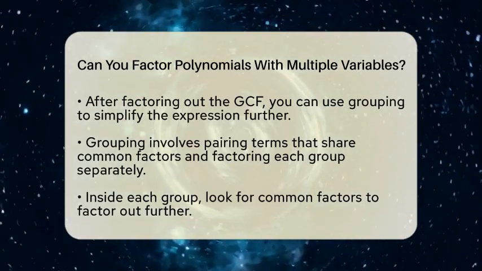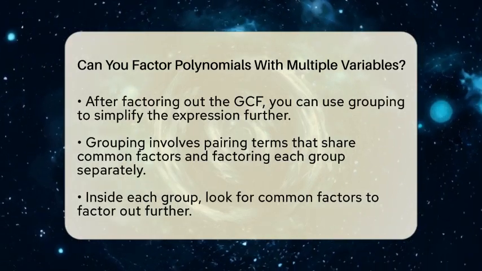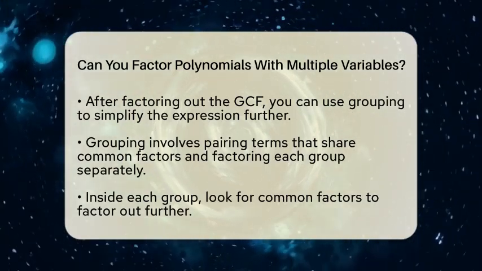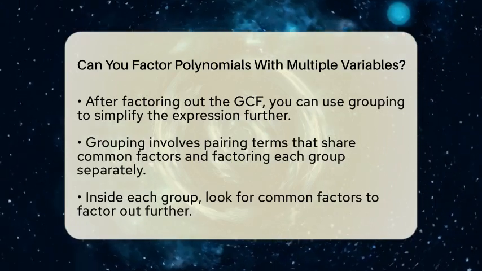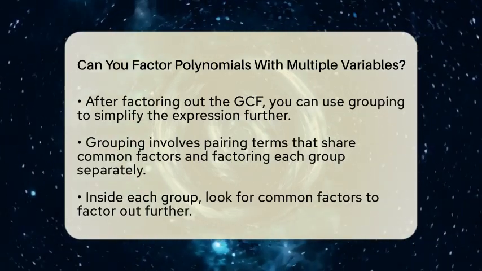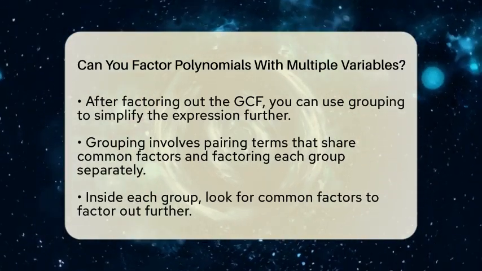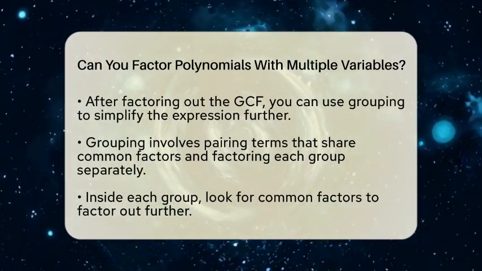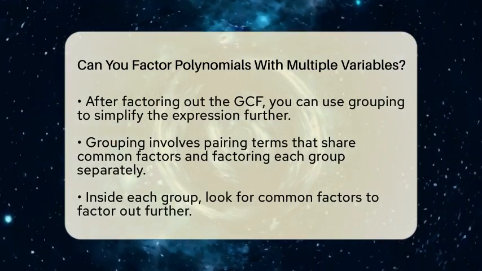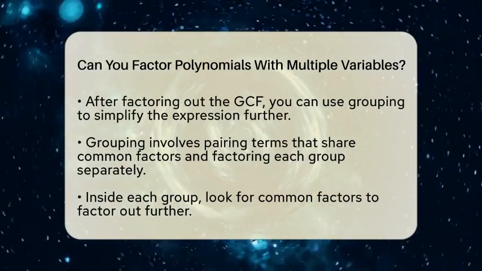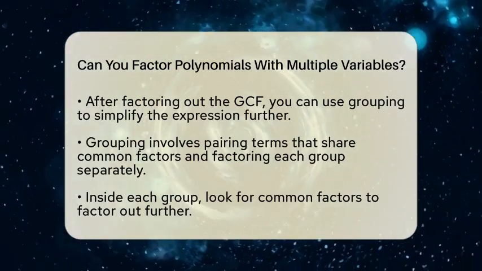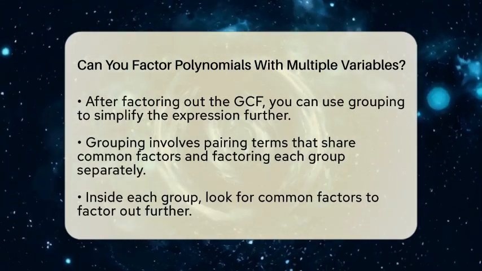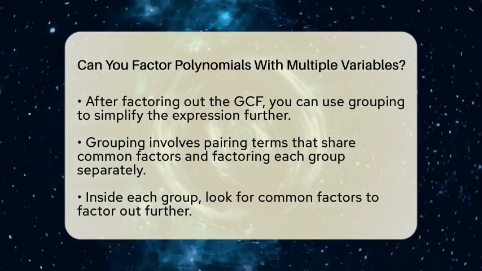Now, look inside each group and see if you can factor further. In the first group, 3x squared plus 6xy, you can factor out 3x. That leaves you with 3x times (x plus 2y). In the second group, you can factor out minus 2, which leaves you with minus 2 times (x plus 2y). Now, notice both groups have the common binomial x plus 2y. You can factor that out, and the entire expression becomes (x plus 2y) times (3x minus 2).